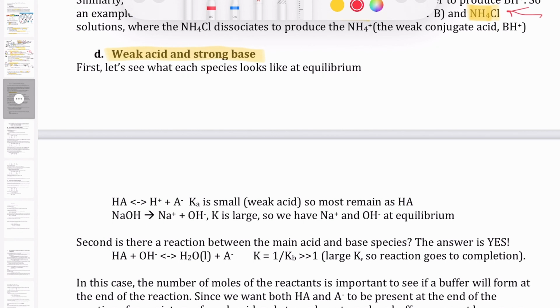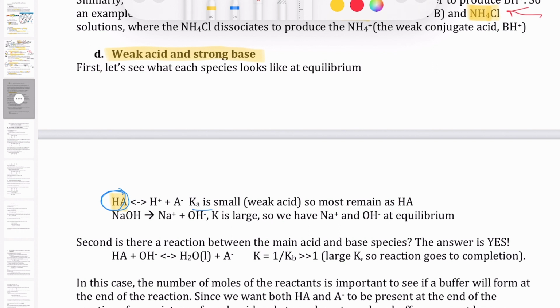So what's some example of this? I can pick any weak acid I want, right? HF, HCN. So I'm just going to use HA to represent this. The same way as we rationalized it earlier, if it's a weak acid, that means that most of the species that exist would be the HA itself, since the Ka for this reaction is small.